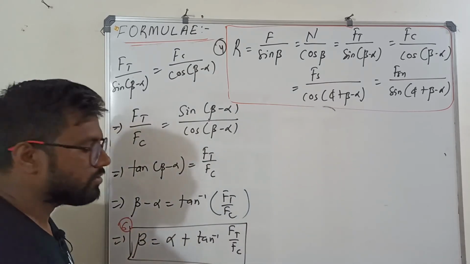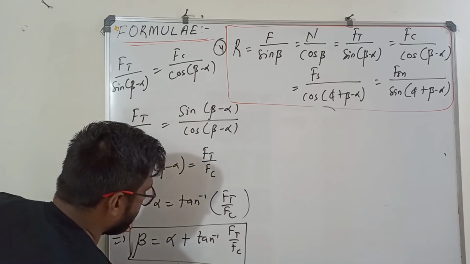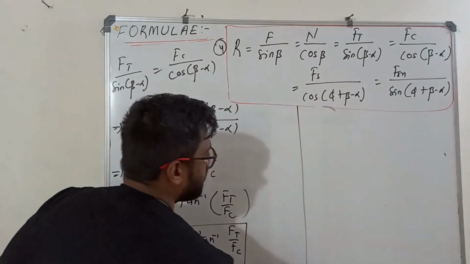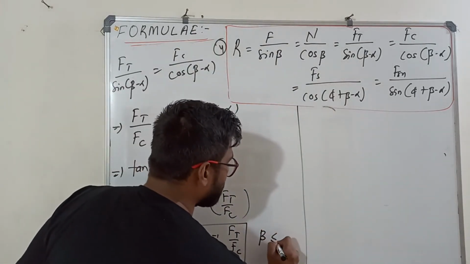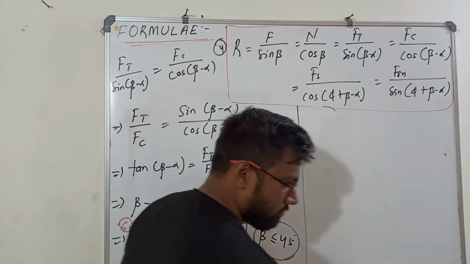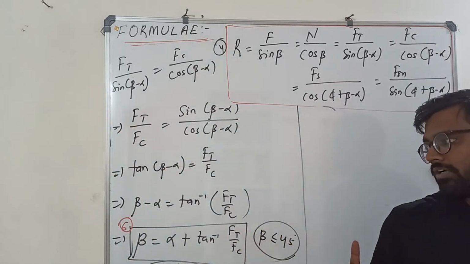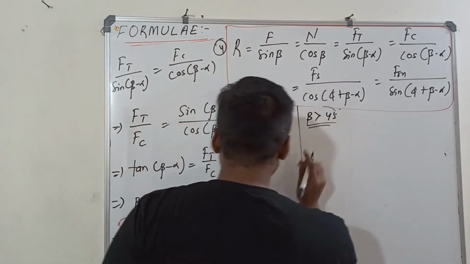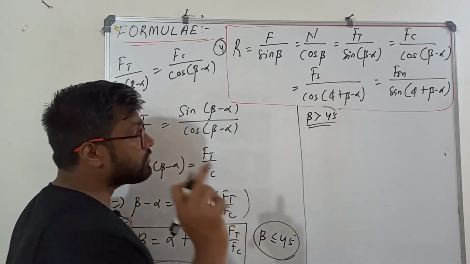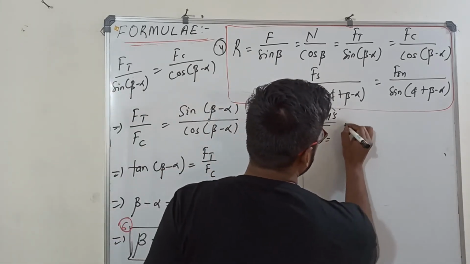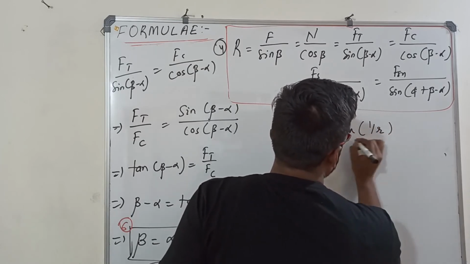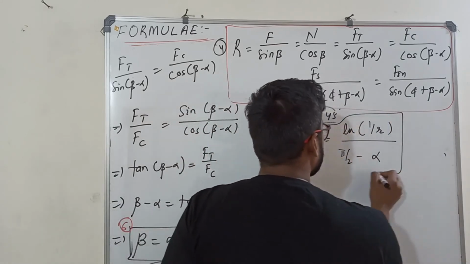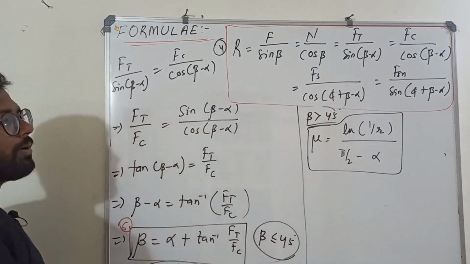From here, if they are asking you what is the coefficient of friction, mu, you can write mu equal to tan beta. Remember, now here the tip and trick comes. This formula is valid as long as beta is less than or equal to 45 degree. If your beta is greater than 45 degree, we do not use this formula. Then which formula do we use, sir? Remember, mu equal to ln(1 by r) by (pi by 2 minus alpha). This formula we use.